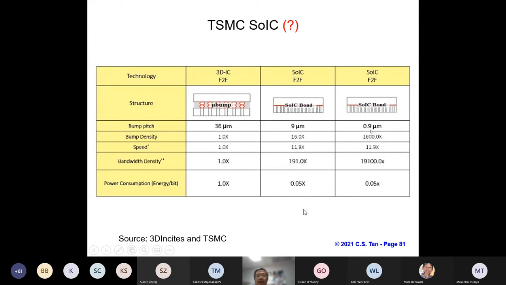Some of the figures of merit, as you can see: if you go to smaller pitch, obviously you're going to see huge improvement, up to two orders of magnitude in the bump density. I think that's quite clear. And also the bandwidth density. That's the reason why you want to pursue this technology.